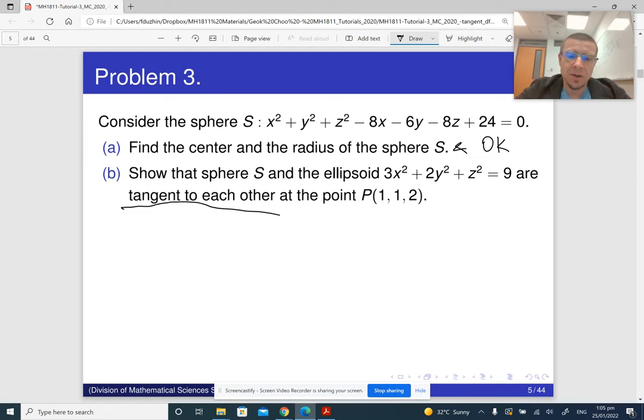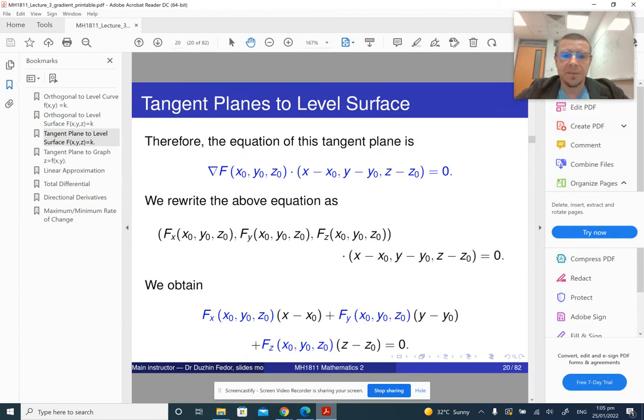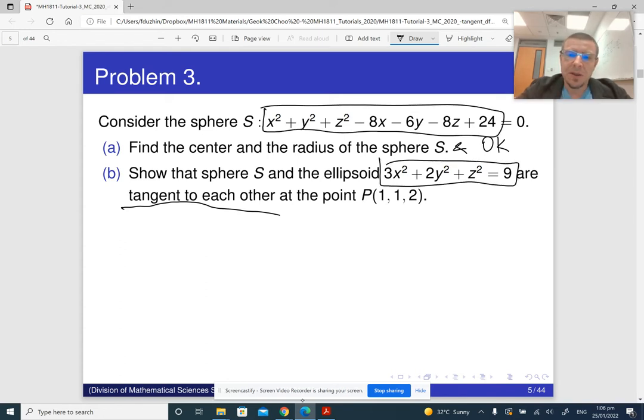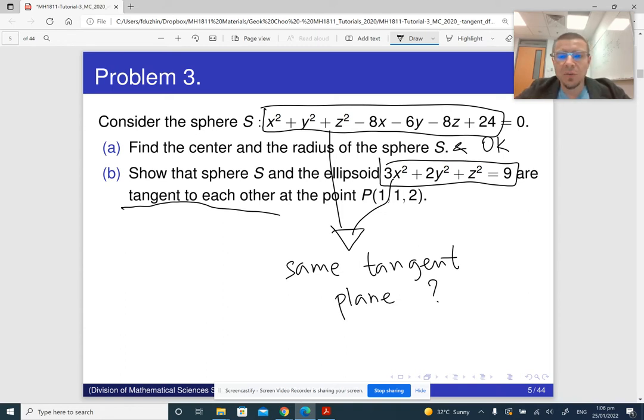To be tangent to each other, right? The material in the lecture is the equation of the tangent plane. Basically, if the tangent plane to these two surfaces is the same, then we will solve part B. So in part B, the trick is to show that these two surfaces, the sphere and the ellipsoid, have the same tangent plane. It is doable, so you can certainly do it.